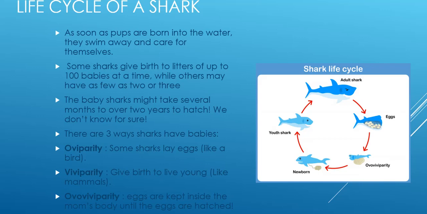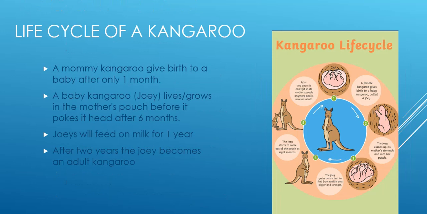So basically, once they're hatched, they come up and they're fully formed baby sharks, basically. But there are 3 ways that sharks have babies. You just really need to know that there are 3 ways that sharks have babies. You don't even have to know what the ways are, just that there are 3.